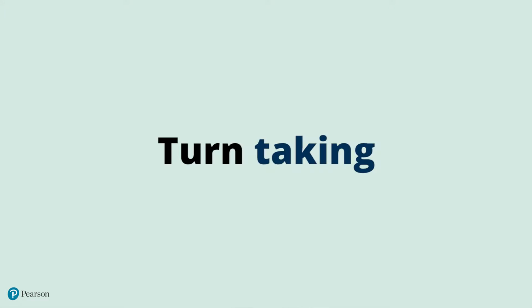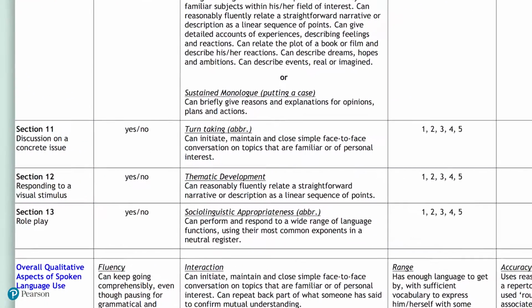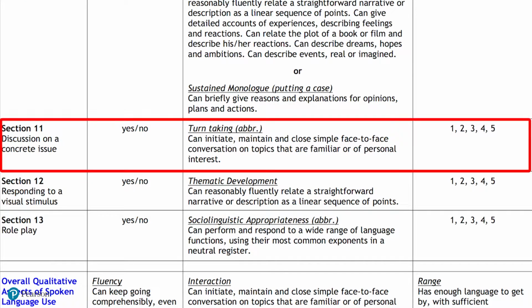Turn-taking focuses on an interaction strategy that allows the test taker to obtain, hold, and end a discourse. In Section 11, the discussion, there is an excellent opportunity to show this ability because the section looks like a battle in which the interlocutor keeps challenging the test taker. There won't be much chance to deliver a monologue. Here they have to react to the challenge.